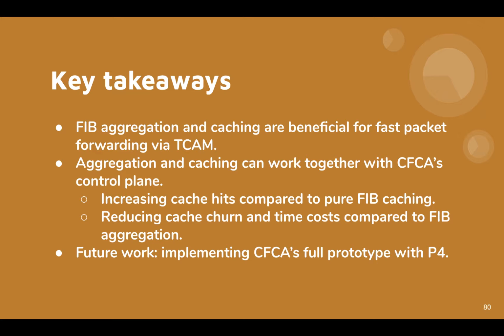The key takeaways from this talk are that FIB aggregation and caching are beneficial for fast packet forwarding via TCAM. Aggregation and caching can work together with CFCA's control plane, increasing cache hits compared to pure FIB caching, and reducing cache churn and time costs compared to pure FIB aggregation.